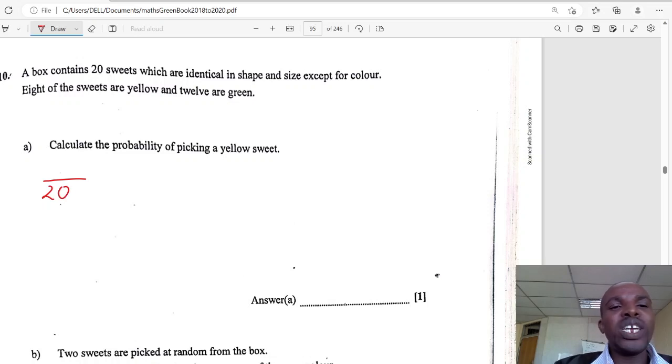A box contains 20 sweets which are identical in shape and size except for color. Then 8 of the sweets are yellow and 12 are green. So there are 8 yellow and 12 green. So for yellow is 8 over 20. For green is 12 over 20. So it's 8 over 20. You always simplify. You simplify by 4 here. It will be 2 over 5.